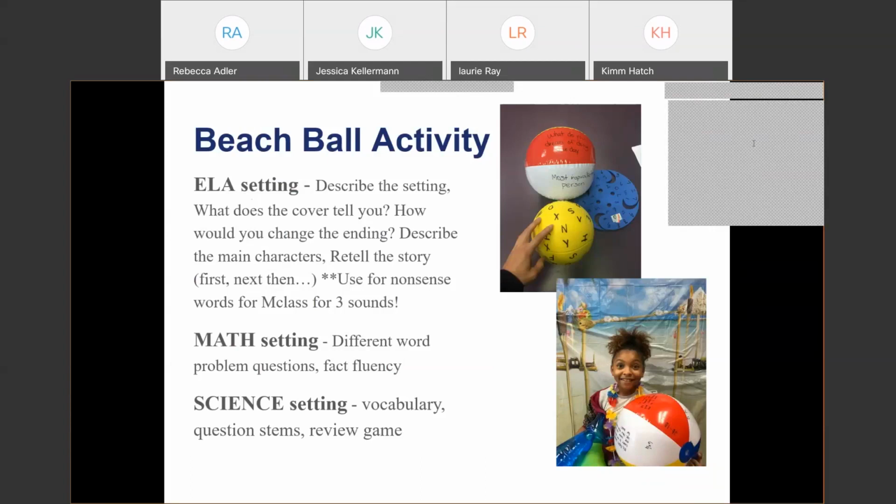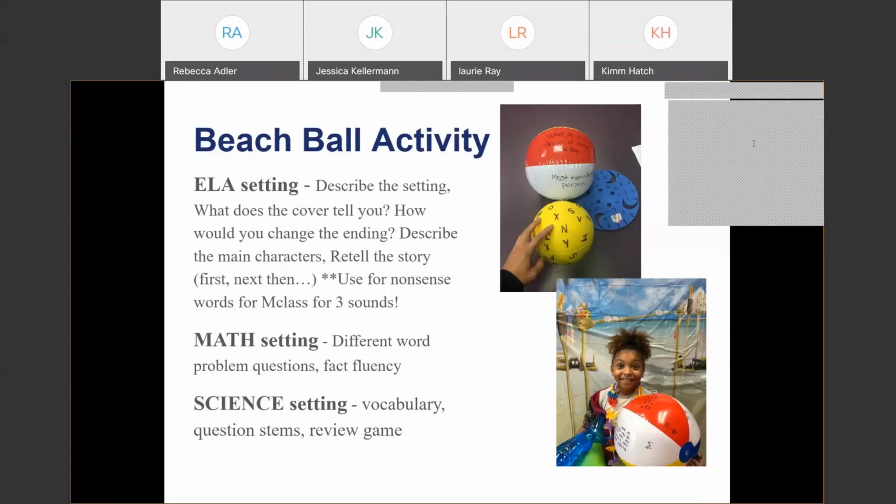And then in science, the same idea. It could be vocabulary terms and they have to describe what they are. It could be EOG SchoolNet type questions for review, similar to ELA. For each beach ball I have, there's a general theme. ELA is a little easier to make more generic, maybe do a fiction and a nonfiction version. In math, I'm a little more specific, as well as science. I'll keep it with one general standard, and that ball will go with that standard.